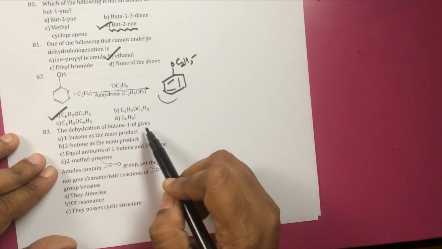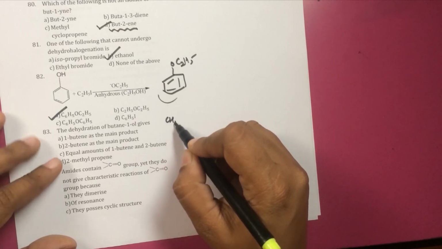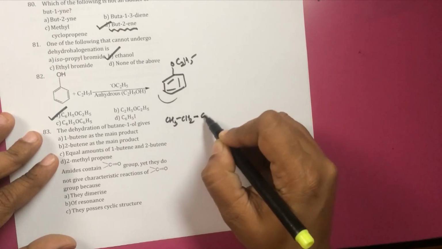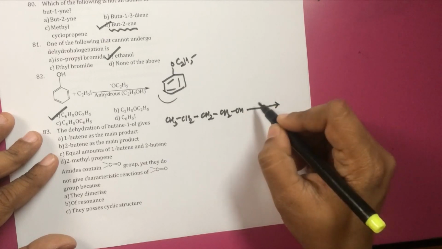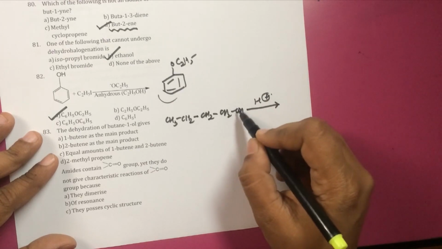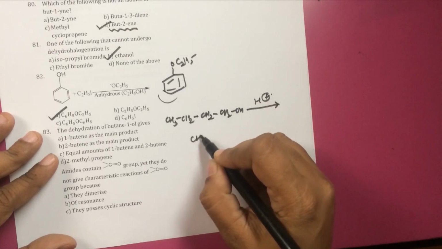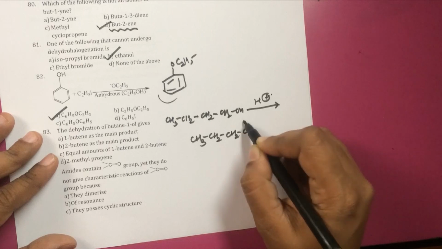The dehydration of butan-1-ol gives, so that is CH3CH2CH2CH2OH. When this is dehydrated in the presence of H+, the water is lost from here. So we'll get CH3CH2CH2CH2+.